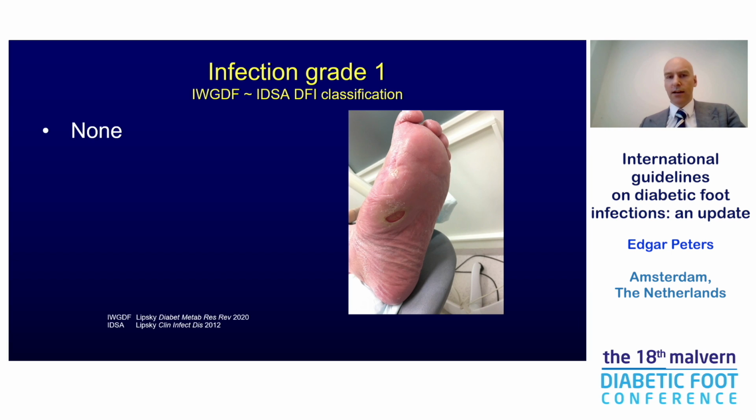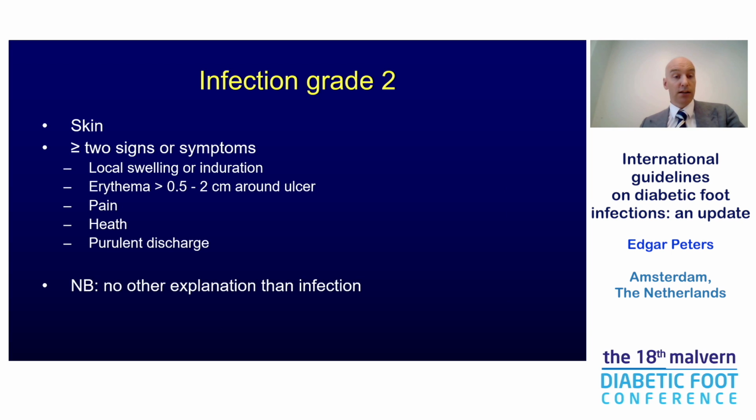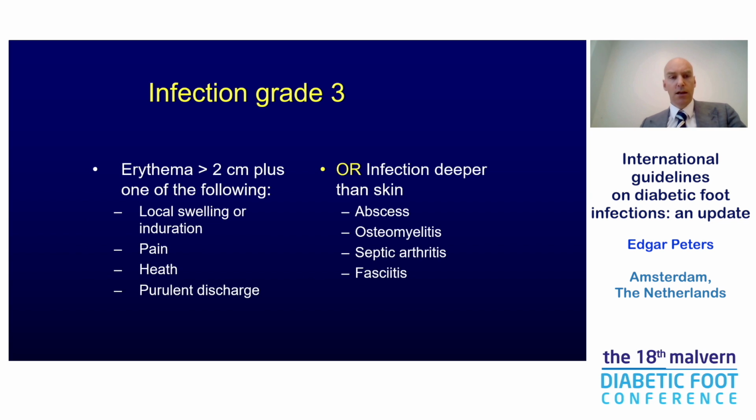How do we define then infection severity? Well, the most important one is, I think, the International Working Group Diabetic Foot Infection Classification. That's almost the same as the Infectious Disease Society of America classification. Grade 1 is no infection. Grade 2 is localized to the skin with 2 or more signs and symptoms of inflammation: swelling, erythema, pain, warmth, pus. Grade 3 is more erythema or a deeper infection: an abscess, osteomyelitis, septic arthritis, or necrotizing soft tissue infection.